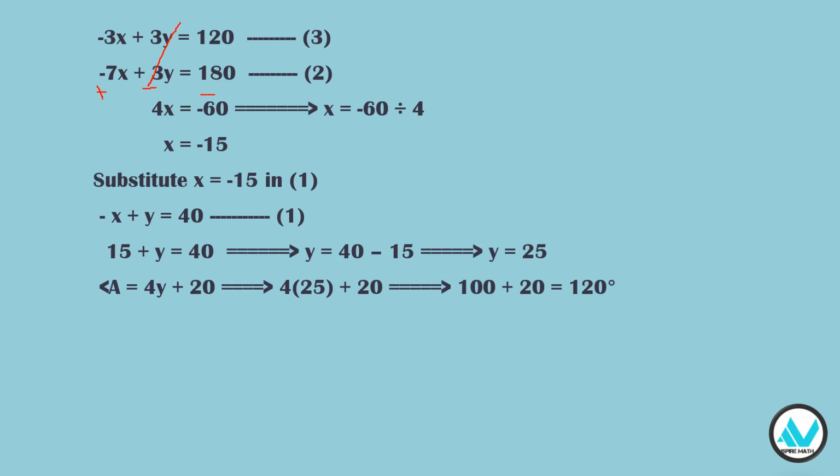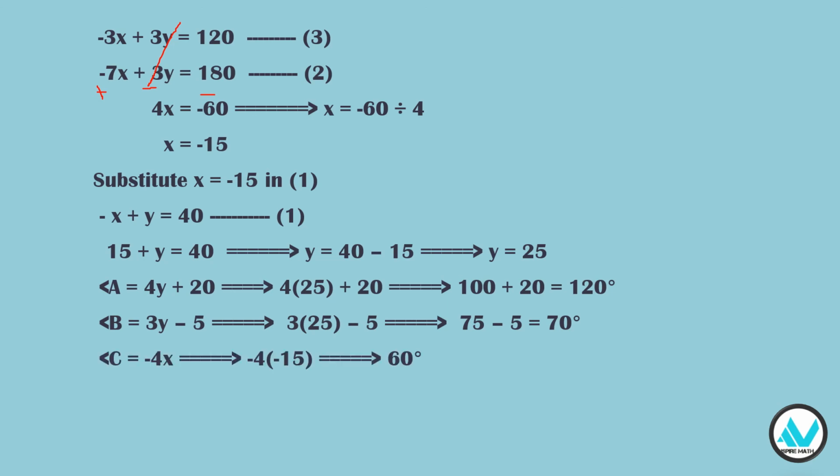Now let us find the angles. Now angle A is given to be 4y plus 20. So let me substitute in place of y as 25. So 4 25s are 100. So 100 plus 20 gives me 120 degrees. Angle B is nothing but 3y minus 5, which is nothing but 3 times 25 minus 5, or 75 minus 5 gives me 70 degrees.